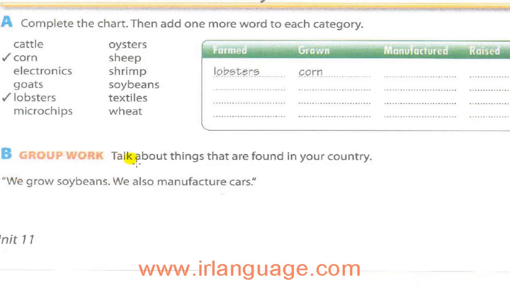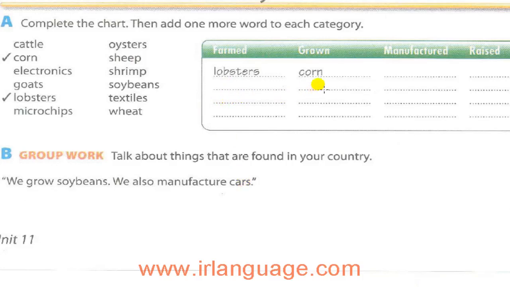B. Group work. Talk about things that are found in your country. Now, we wrote the words here. We put them here. Can we make a sentence? Example. We grow soya beans. We also manufacture cars. In Egypt, we have a lot of fish farms.